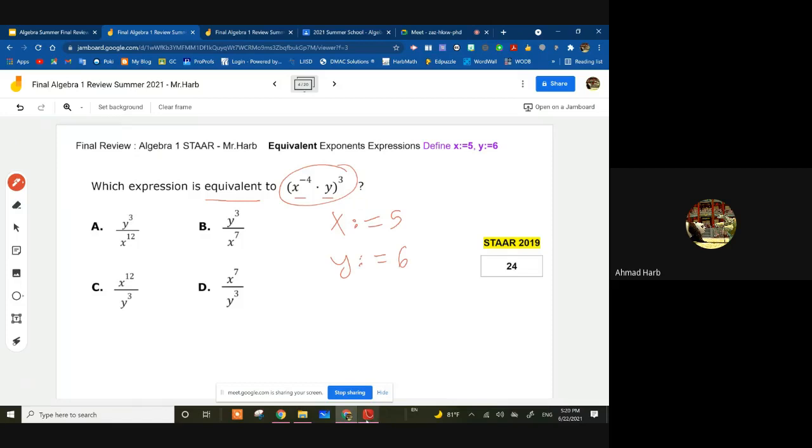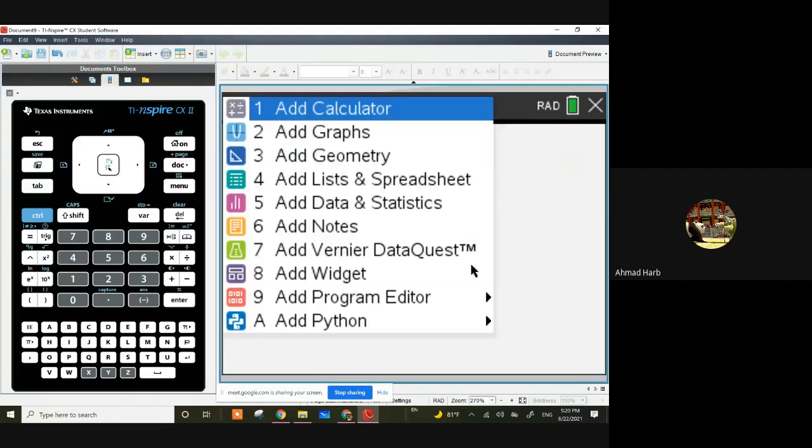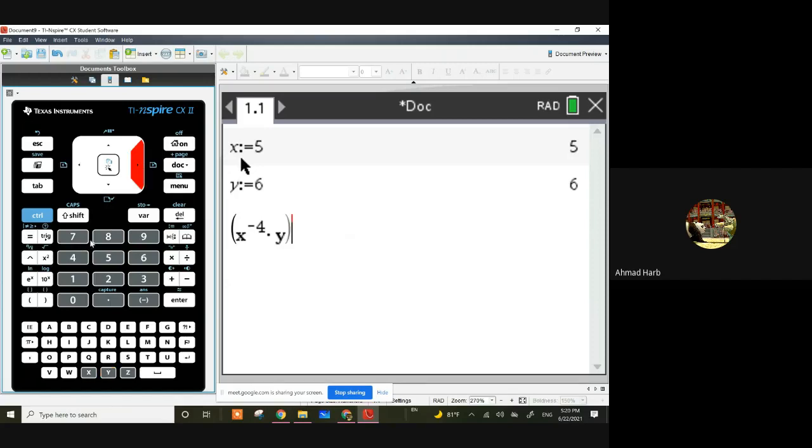So let's try it in the calculator. Control N again. Don't save, add calculator. And the first thing, we need to define the letters. So x defined as 5, y defined as 6. And now you can input the expression: parentheses, x to the power of -4, bring it down, times y to the power of nothing, so just leave it, then to the power of 3. Now this is equal to 216 over this number.